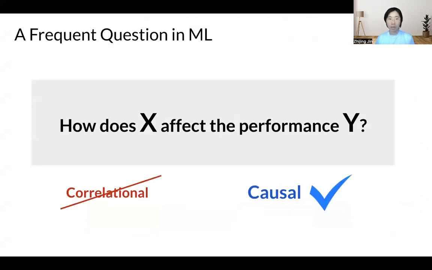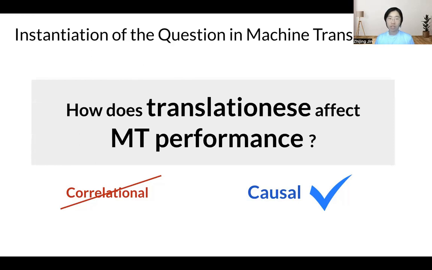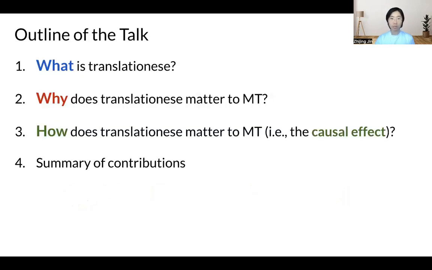We're motivated by a frequent question asked in machine learning: how does X affect the performance Y? And in many cases, people are not only interested in a correlational conclusion, but also a causal conclusion, so that the insight can be transferable across different settings and conditions. So an instantiation of this question in the context of machine translation is: how does translationese affect MT performance? In our paper, we try to address this question in a causal way.